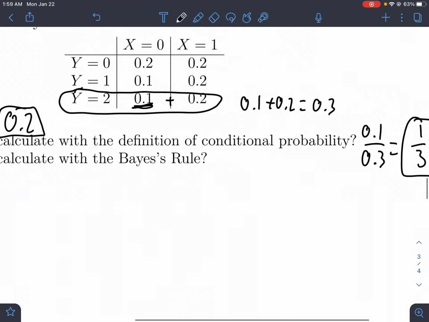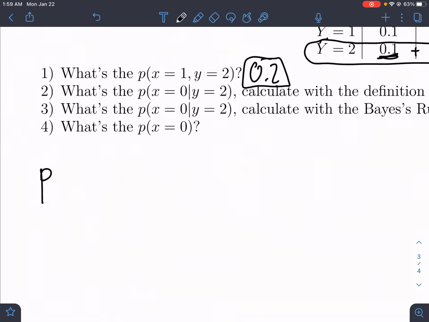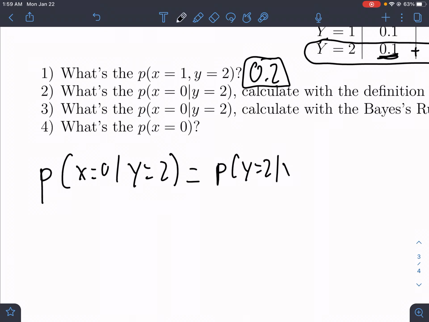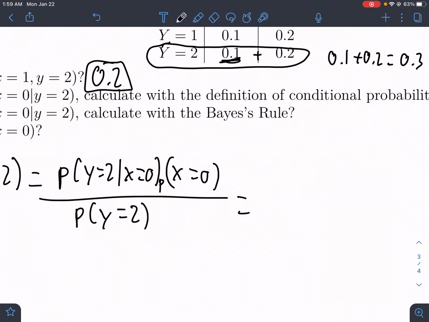For part 3, we're going to calculate the same number, but we're going to use Bayes' rule. So, probability that x equals 0 given that y equals 2. This is equivalent, as Bayes' rule tells us, to the probability of y equals 2 given x equals 0, times the probability of x equals 0, over the probability of y equals 2.